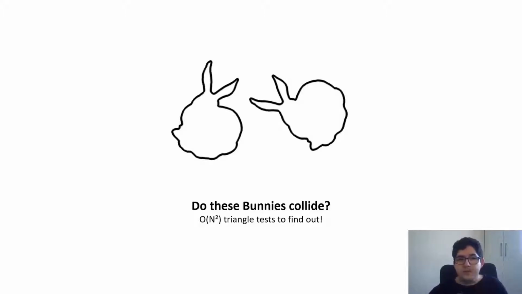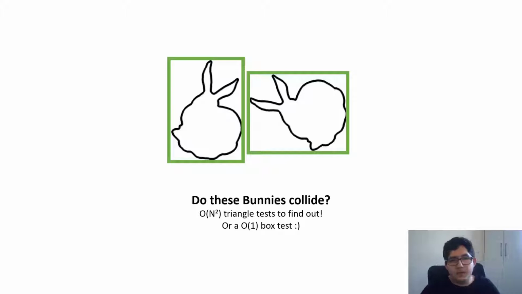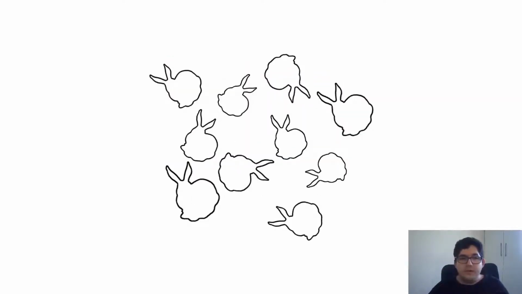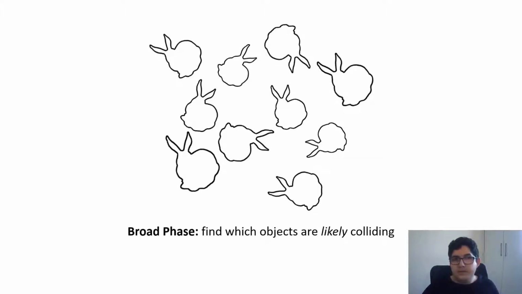Instead, what you can do first is to use bounding volumes, and in constant time, you can quickly tell those objects do not overlap. The bounding boxes themselves won't really tell you if the bunnies collide. However, they can easily tell you that they do not. And when you have a massive number of objects, it's increasingly more important to find out which pairs of objects do not overlap than the ones that do. In the field, we call this the broad phase, which is to find which objects are likely colliding. You are not certain that these objects collide, but you have greatly reduced the search space.